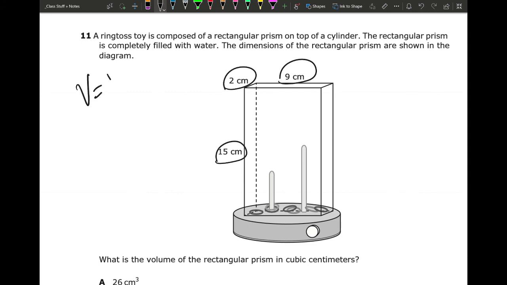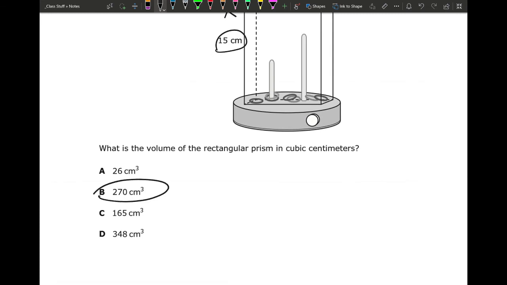Volume equals area of the base times the height. I have a full playlist about volume of prisms and pyramids. Make sure you check them out. But I'm gonna leave a link for you over here in the card that is gonna show you a fast way to find the volume of a rectangular prism. Anything that looks like a box. And that way is just to multiply the three numbers and you're done. So 2 times 9 is 18 times 15 gives you 270, which is right there.